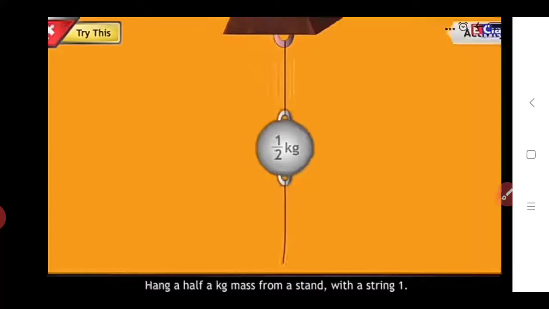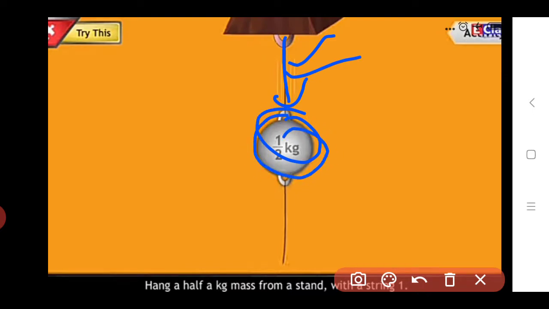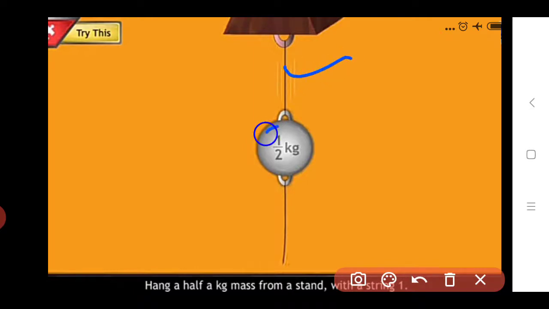First we hang a half kg mass from a stand. Here is a stand. Here it is, string 1. With the help of this string 1 we hang this half kg mass on this stand. Means in this case, this is the string 1, this is the half kg mass, and this is the stand.